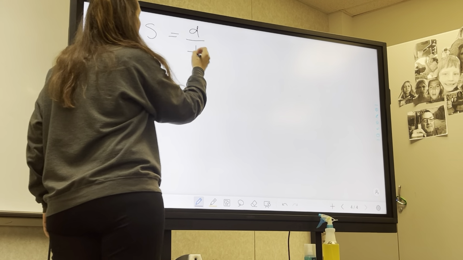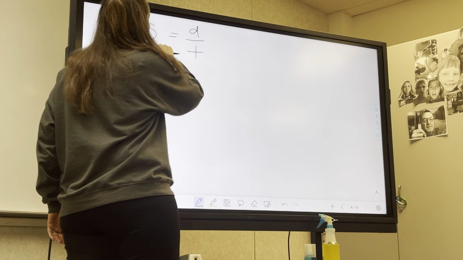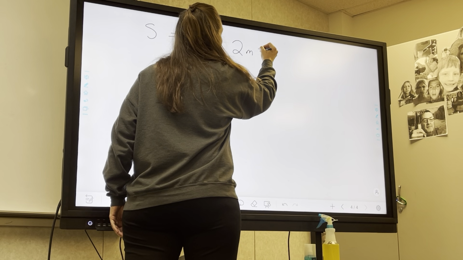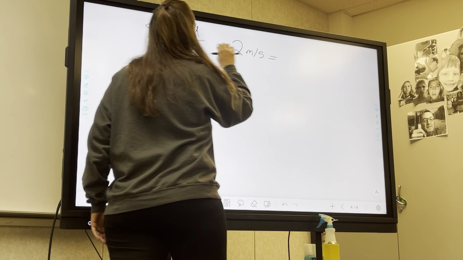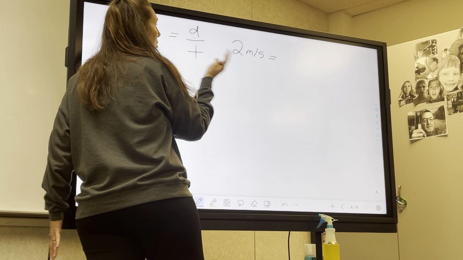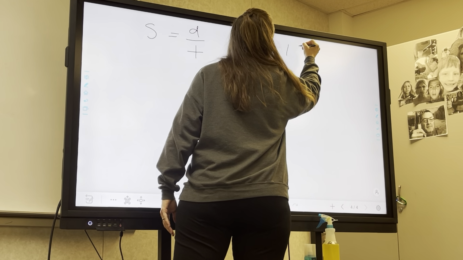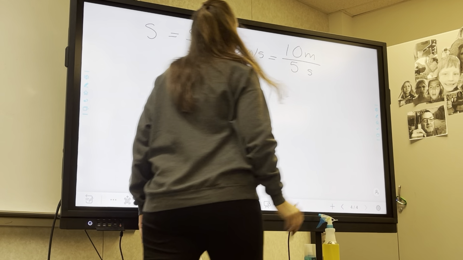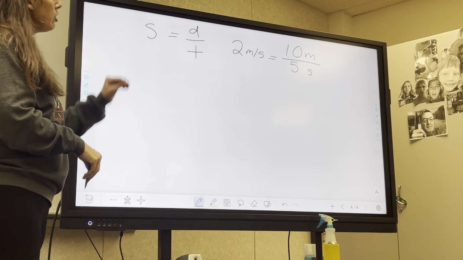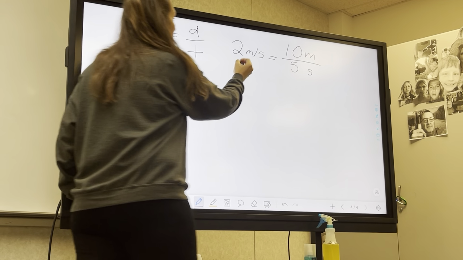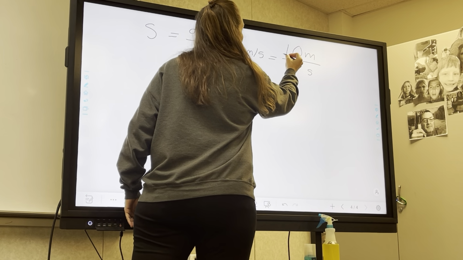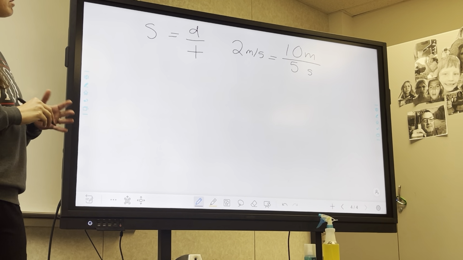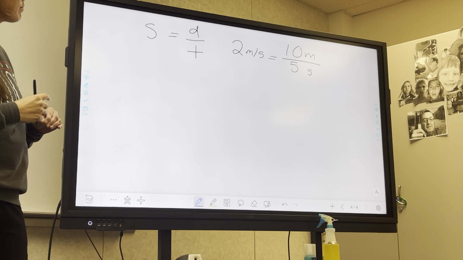I'm just going to sub this in and just say for the rest of the problems, I want speed to equal 2 meters per second. Therefore, I need to somehow come up with numbers to equal 2. So I'm going to do 10 meters divided by 5 seconds, okay? So, when we do our 3 ways, speed's always going to be 2, distance is always going to be 10, time is always going to be 5, okay?